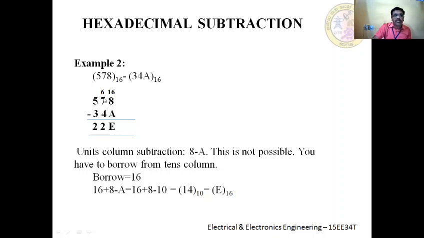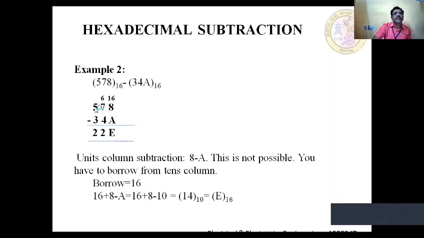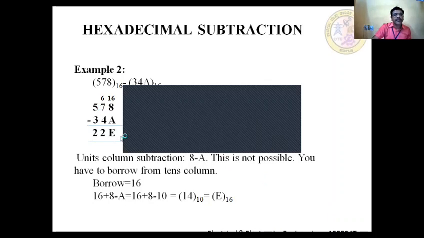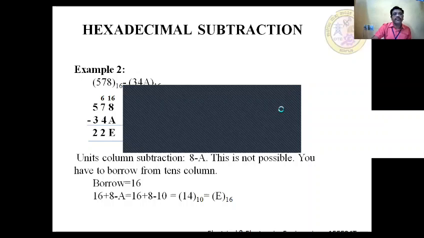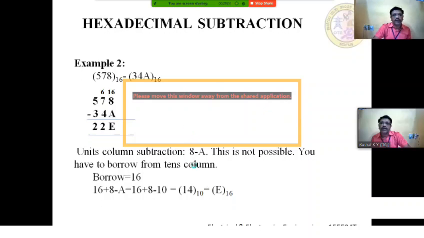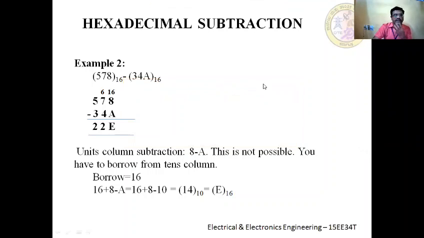Let us go to step number 2. In step number 2, what do you have to do? 6 minus 4 is possible, so directly write as it is. 6 minus 4 is 2. 2 is the answer for step number 2. Step number 3, what should you do? In step number 3, 5 minus 3. 5 minus 3 is how much? 5 minus 3 is 2. So finally, the answer for example 2 of hexadecimal subtraction is 2E. So this is the final answer. I hope you are following what I am saying.